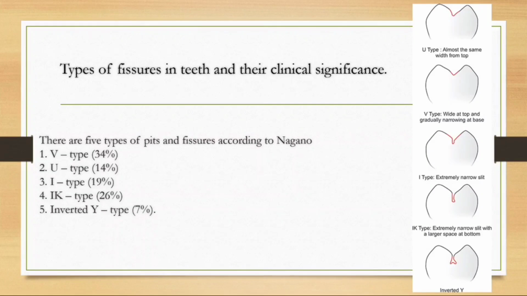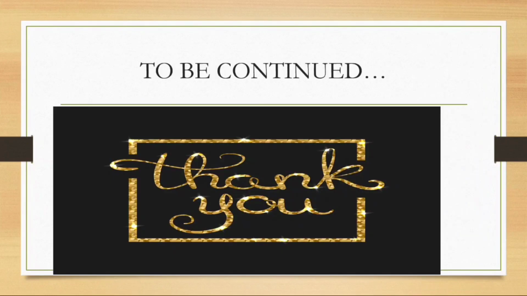So the types of fissures, we know what they are: V, U, I, IK, inverted Y. All are important in pit and fissure sealants. So that was part 4. We were finishing it so fast because you already studied it in part 1, and you are going to study it in your other subjects.